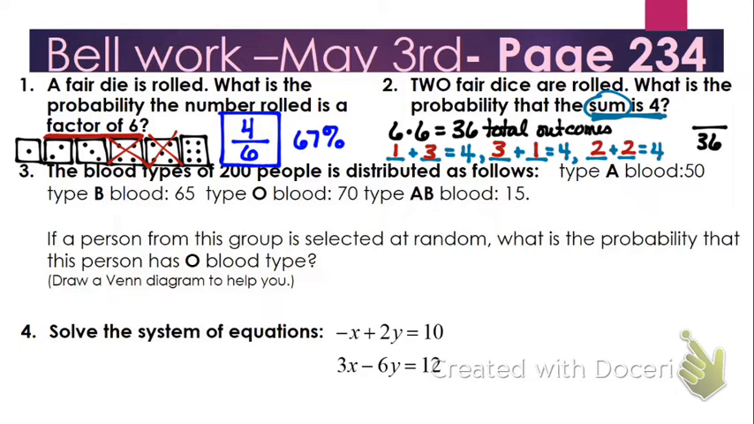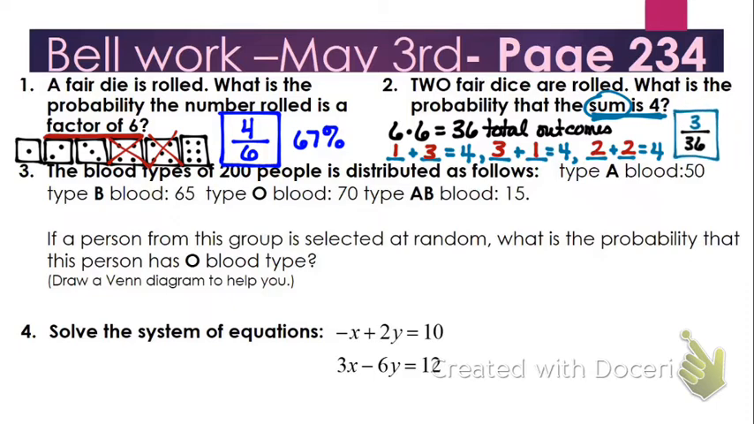Here, if I roll a 1 on the first die, I still have a chance to roll a 4 on the second die, but only if I roll a 3. Or if my first die shows a 3, I still have a chance to get a 4, but only if the second die shows a 1. So how many different ways can we get a sum of 4 on the 2 dice? 3 different ways. So 3 out of a total of 36. That is about an 8.3% chance.